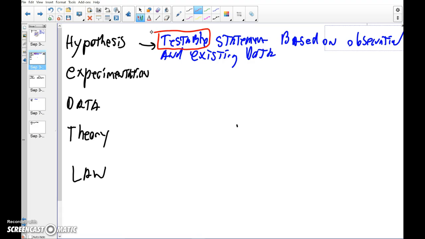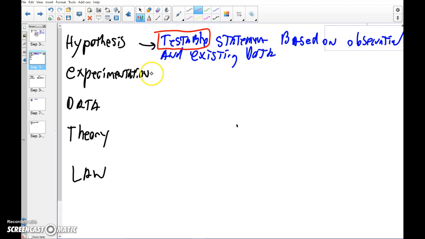Now, a lot of key ideas in science that we use to further our understanding of the universe are actually just things we go by hypothesis. Now, I know you frequently have heard the term educated guess when it comes to hypothesis, and that's true, because an educated guess is a guess that's based on observation and existing data.